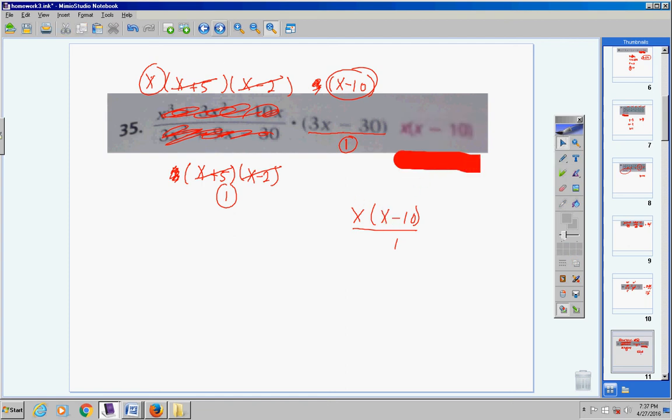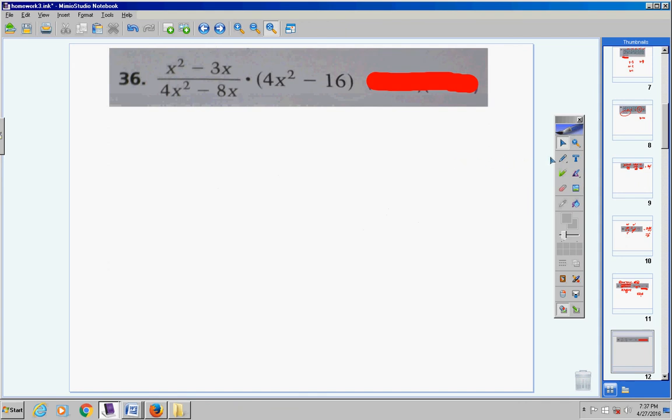Okay, number 36. We're going to factor again as much as we can. Let's put this over 1. And let's start off first of all with this expression here.